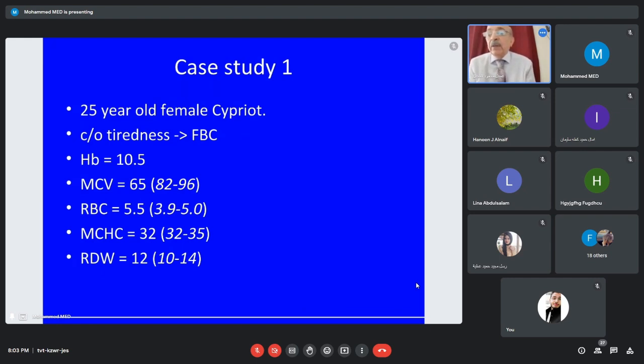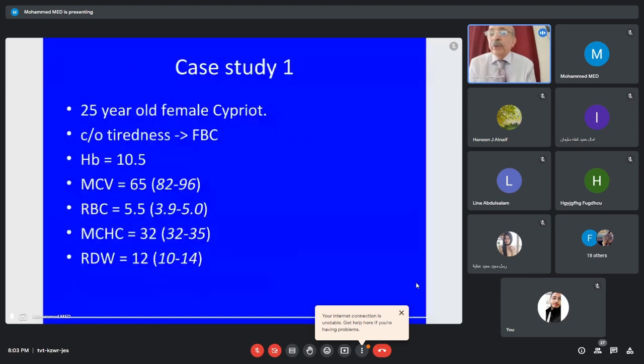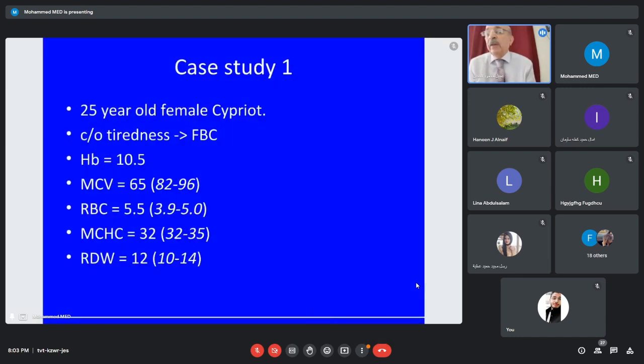Now, in this particular patient, the white blood cells are normal and the platelets are normal. So what I do, I go to the MCV. The MCV means mean corpuscular volume. This is the volume of the red blood corpuscles. Okay, and the MCV in this particular patient is 65. This is low. Okay, so this is microcytosis. So this anemia is microcytic anemia.